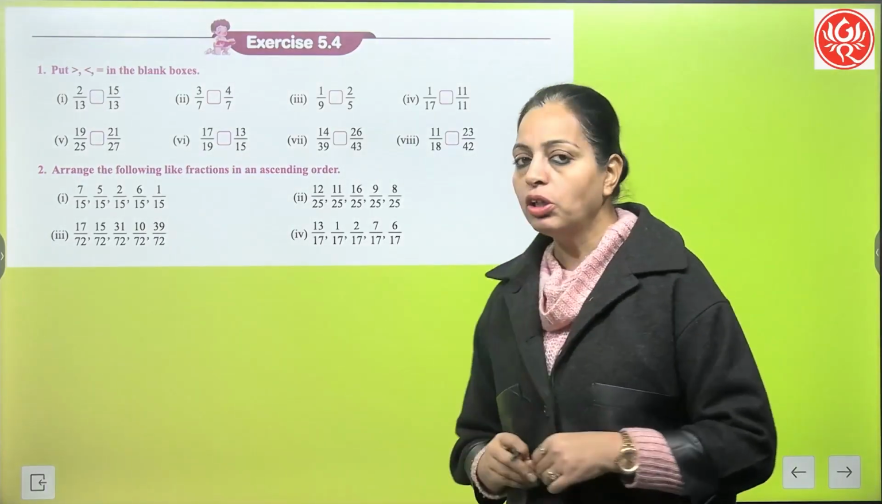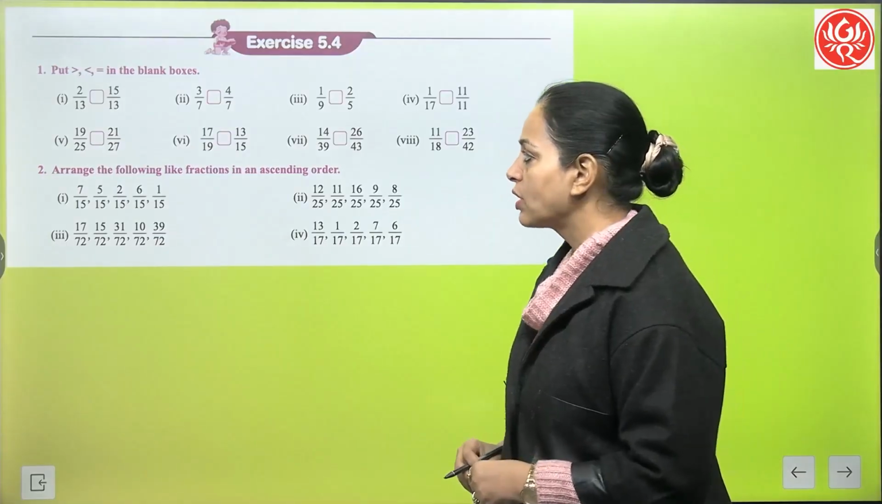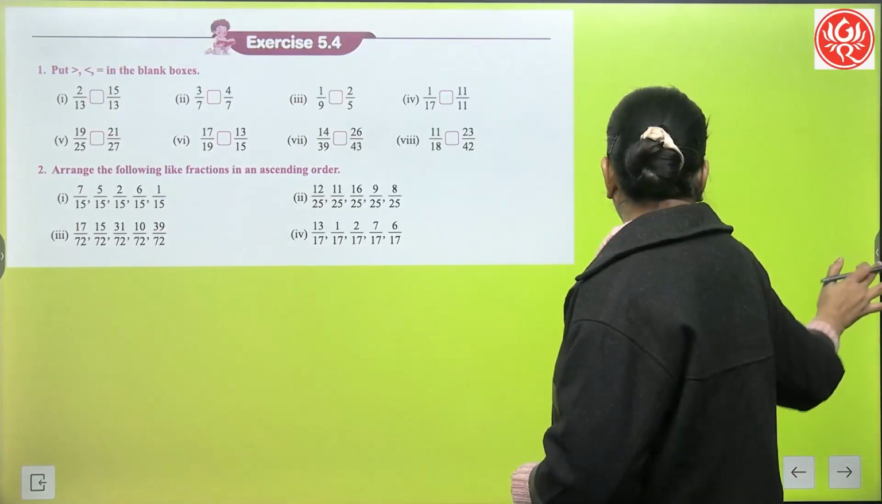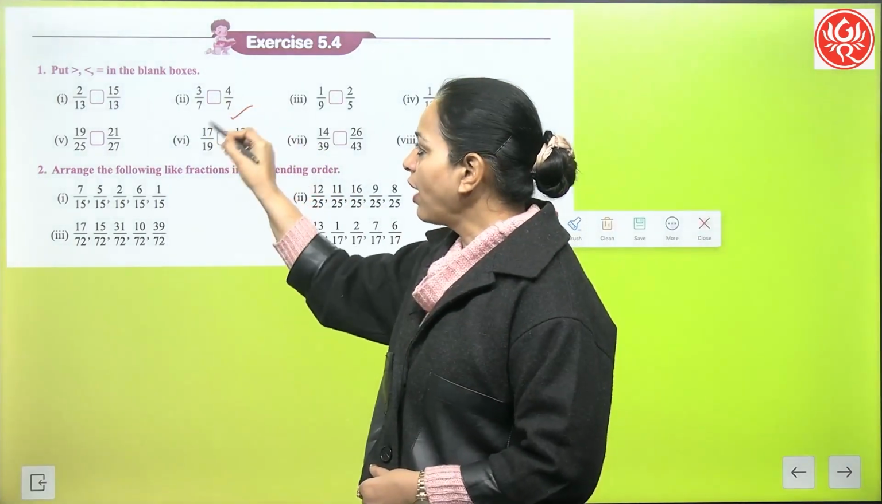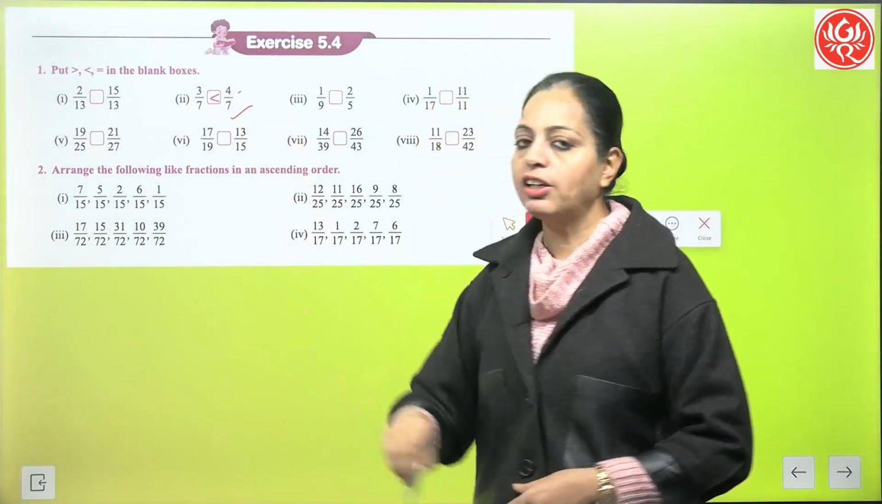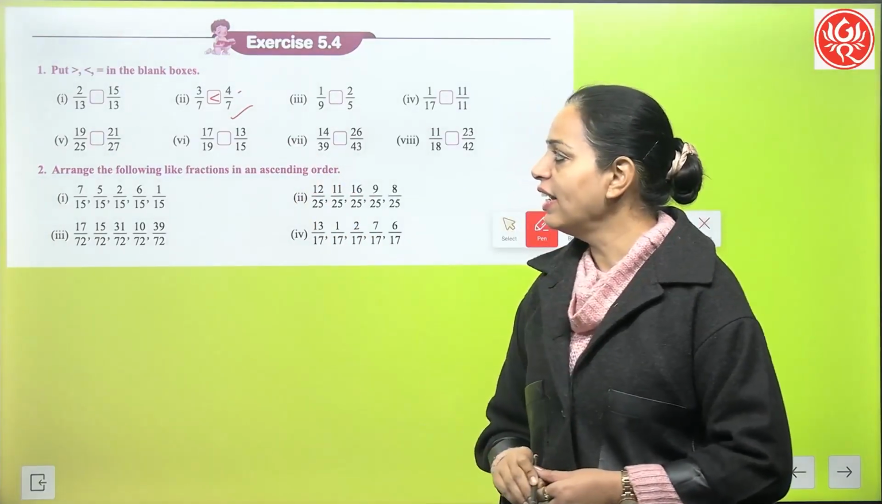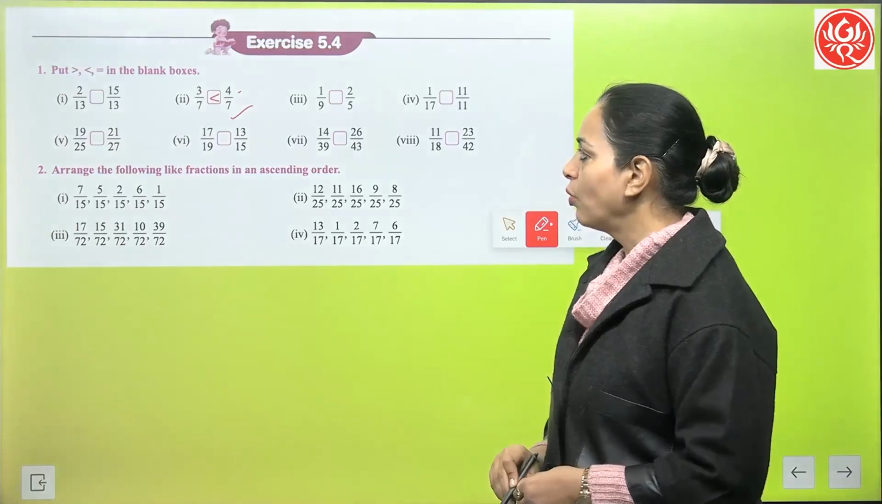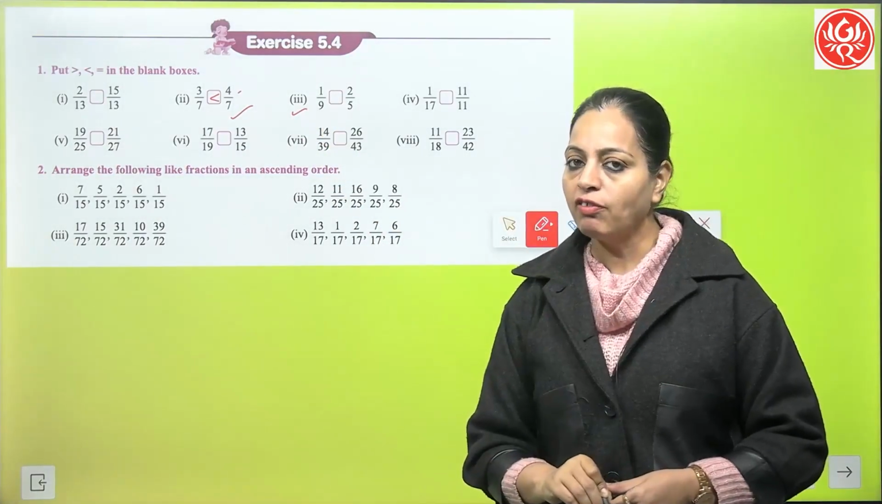Like question number 1. Put greater than, less than or equal to in the blank boxes. Like here second part 3 by 7 and 4 by 7. Like fractions हैं. Numerator 4 is greater than 3. So 4 by 7 is greater than 3 by 7. Okay, ऐसे हमारे पास थर्ड पार्ट है 1 by 9 and 2 by 5.